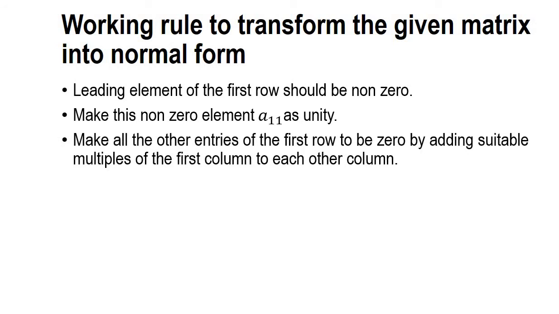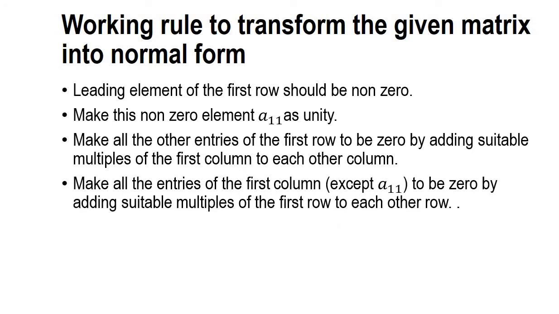Then make all the entries of the first row to be 0 by adding suitable multiples of the first column to each other column. By adding the multiples of the first column to each other column, we can make the entries in the first row 0, 0. Except the first element, all other elements in the row must be 0. Similarly, make all the entries of the first column except the first element, that is a11, to be 0 by adding suitable multiples of the first row to each other row.